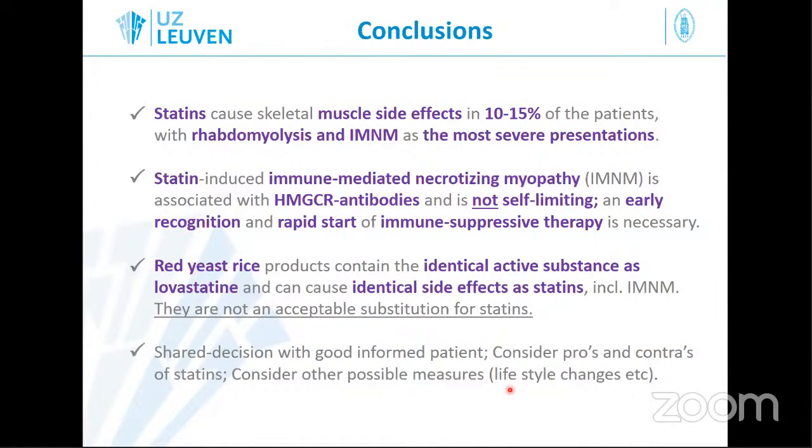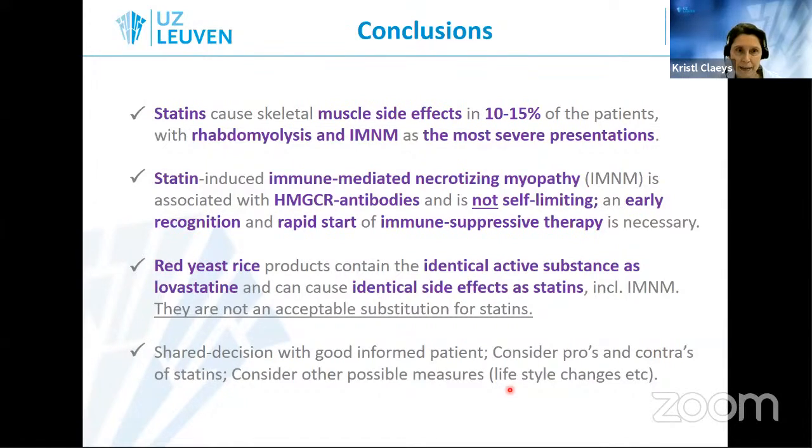So then I come to my conclusions. Statins cause skeletal muscle side effects in 10 to 15% of the patients, with rhabdomyolysis and immune-mediated necrotizing myopathy as the most severe presentations. Statin-induced immune-mediated necrotizing myopathy is associated with HMG-CR antibodies and is not self-limiting. So an early recognition and a rapid start of immune suppressive therapy is necessary to avoid remaining muscle damage.